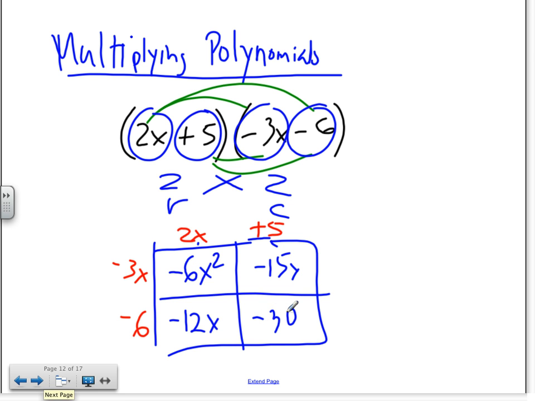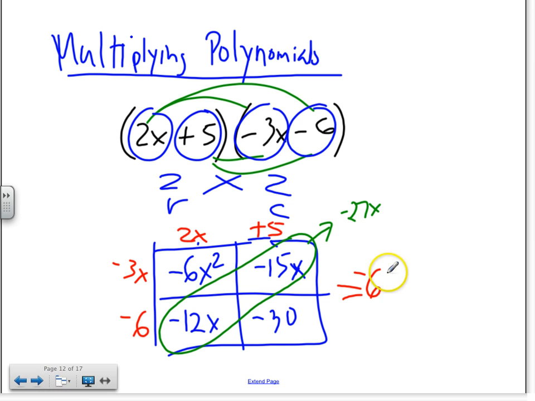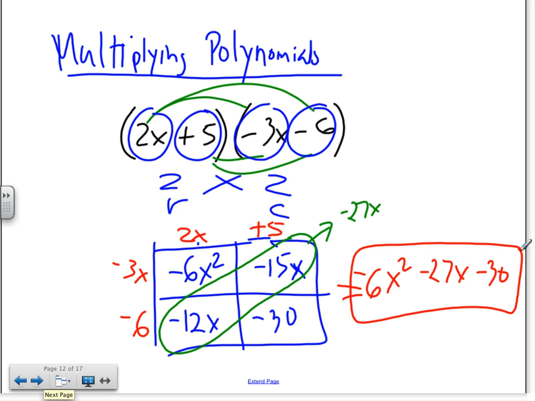Now here's a good thing about the box. If everything is in order, usually, you look diagonally and you'll see that like terms are lined up diagonally. You see it right away. So these two can be combined, -12x and -15x can be combined to what? -27x, see it? So when we write our complete expression, just read from left to right. -6x². Next one is -27x, right? And last, -30. And this will be our complete trinomial in this case, after you multiply. And that's how we do it.